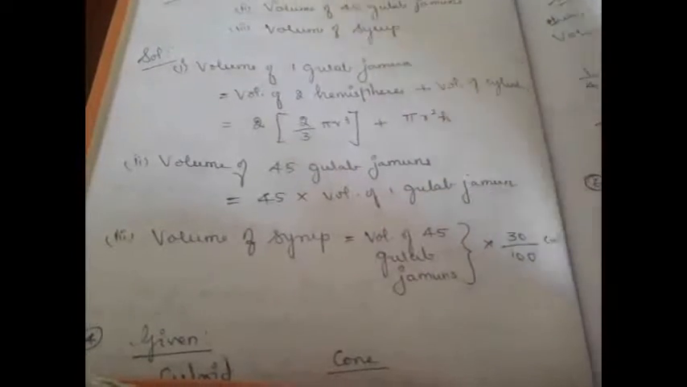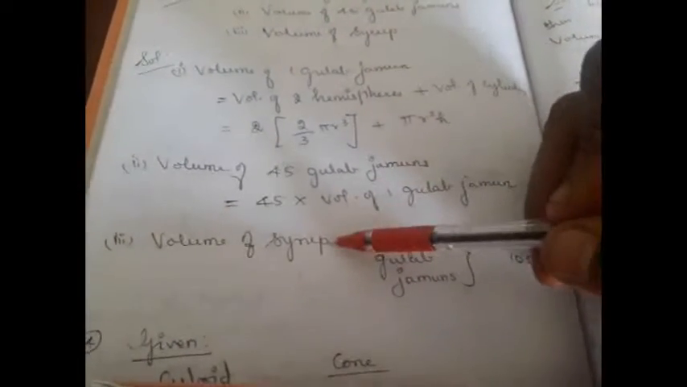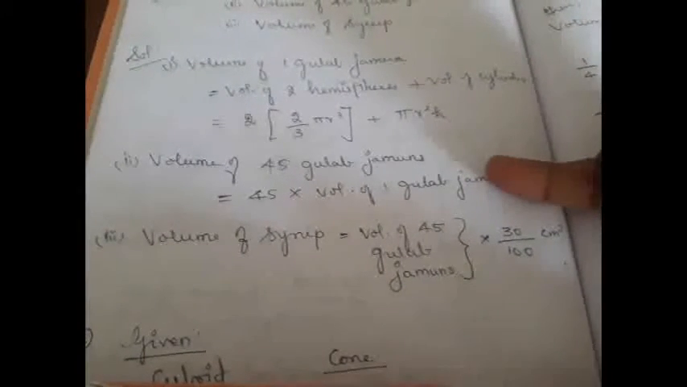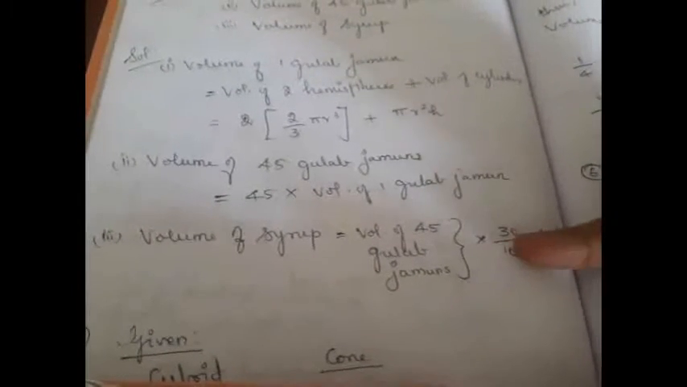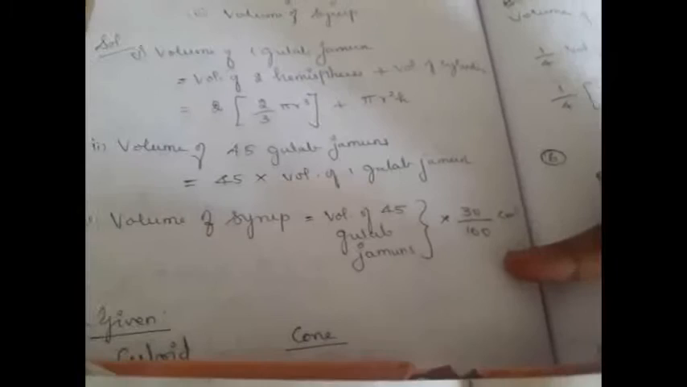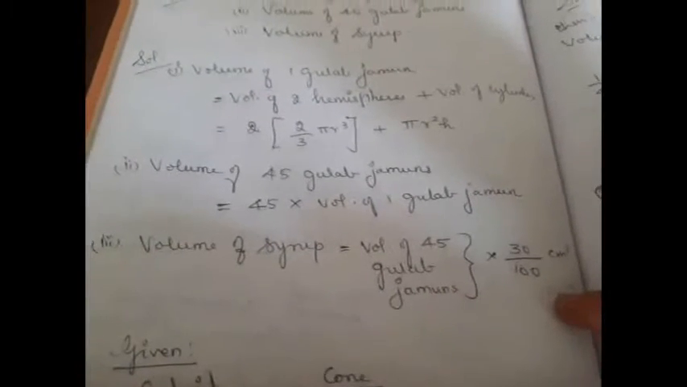Therefore, the actually asked question is, what is the volume of sugar syrup? What is the volume of sugar syrup? 30% of volume of 45 gulab jamuns. So after finding the volume of 45 gulab jamuns, we have to multiply it by 30 percentage. 30 percentage means 30 divided by 100. So don't forget to give your units. Its units is going to be centimeter cube, right? Hope you can do this problem. Hope you understood. Let us move on to fourth question now.